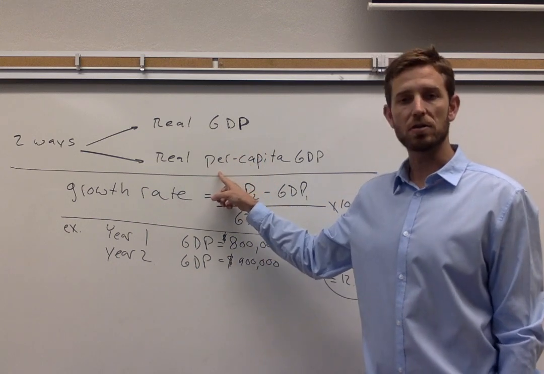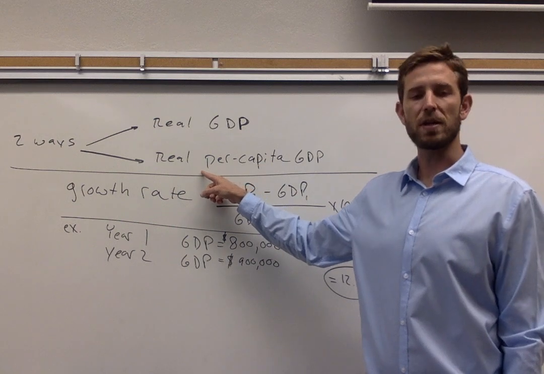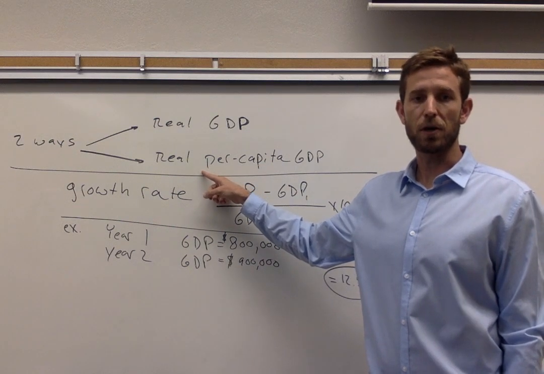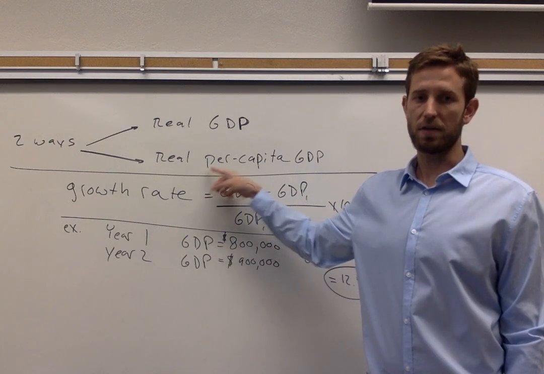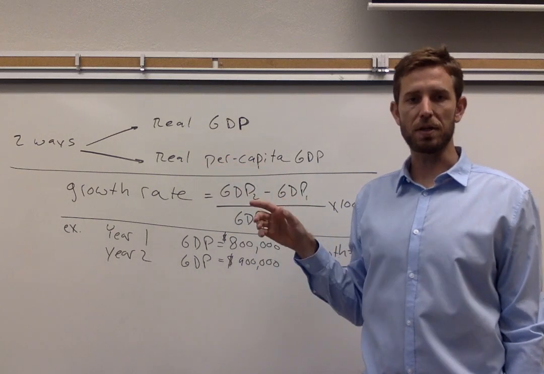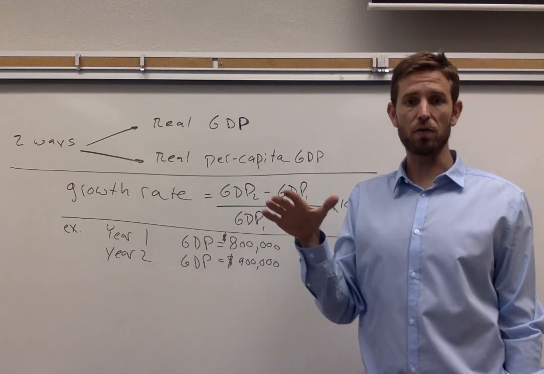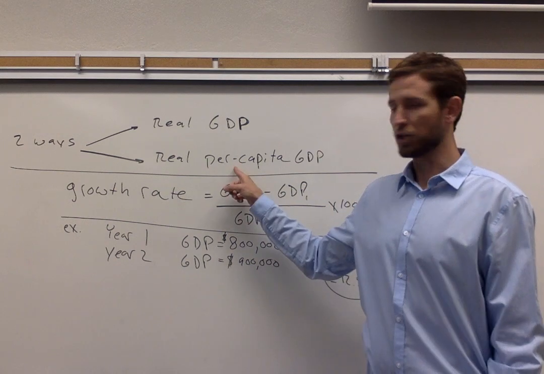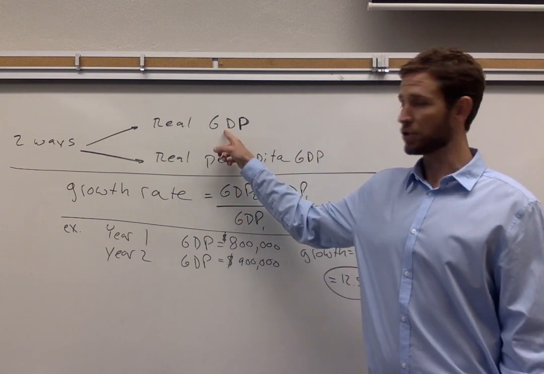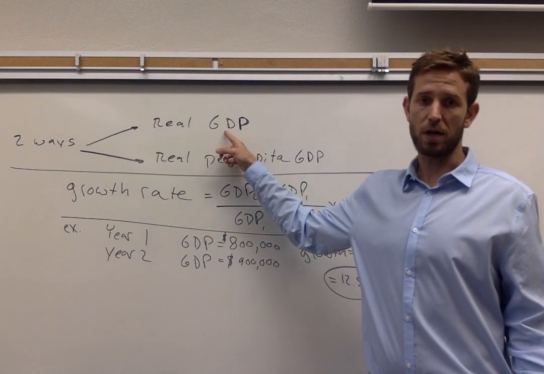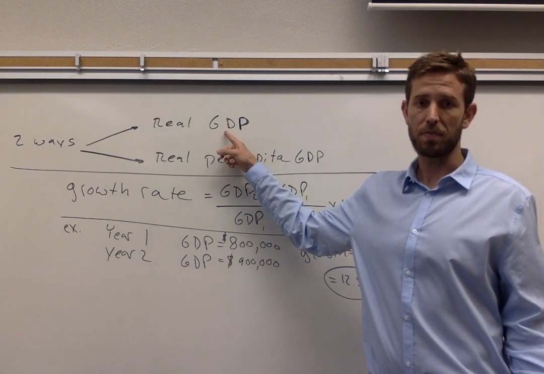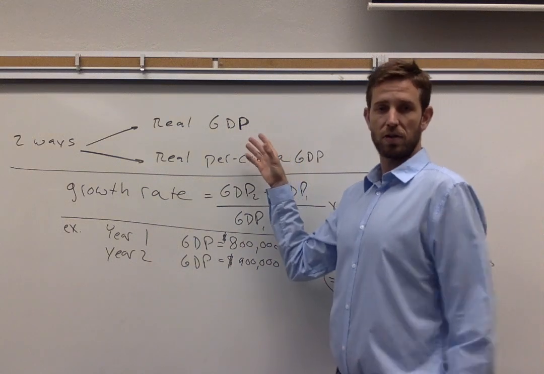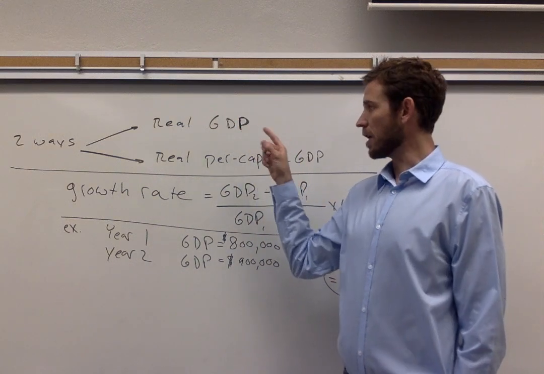Another way, though, that you could see economic growth is if there's an improvement or an increase in real per capita GDP, where the difference between the two is that per capita GDP is just taking that overall level of GDP and dividing it by the population. So this is showing you GDP per person. This is showing you the overall amount of production in the economy. So both of these are useful in terms of why you'd want to look at one or the other.